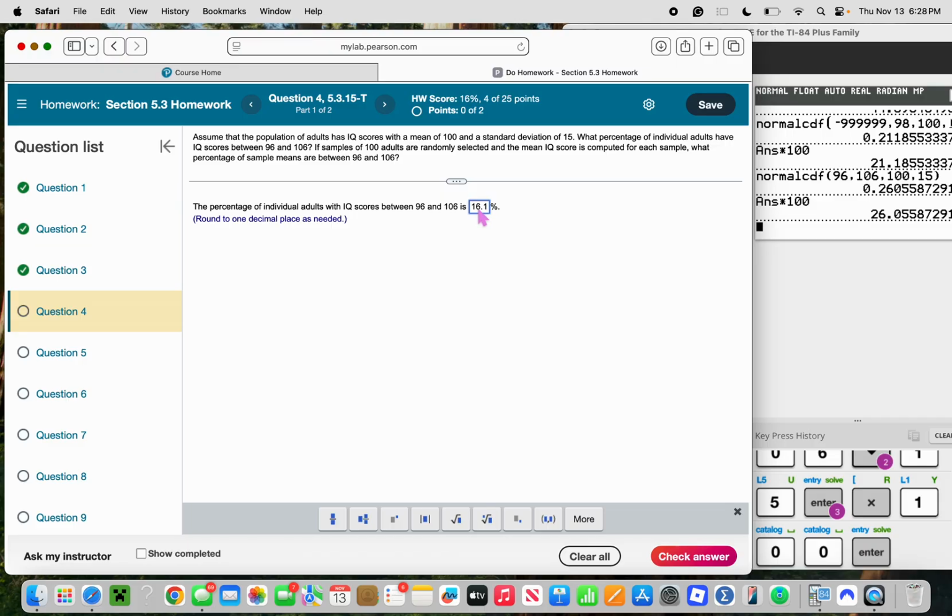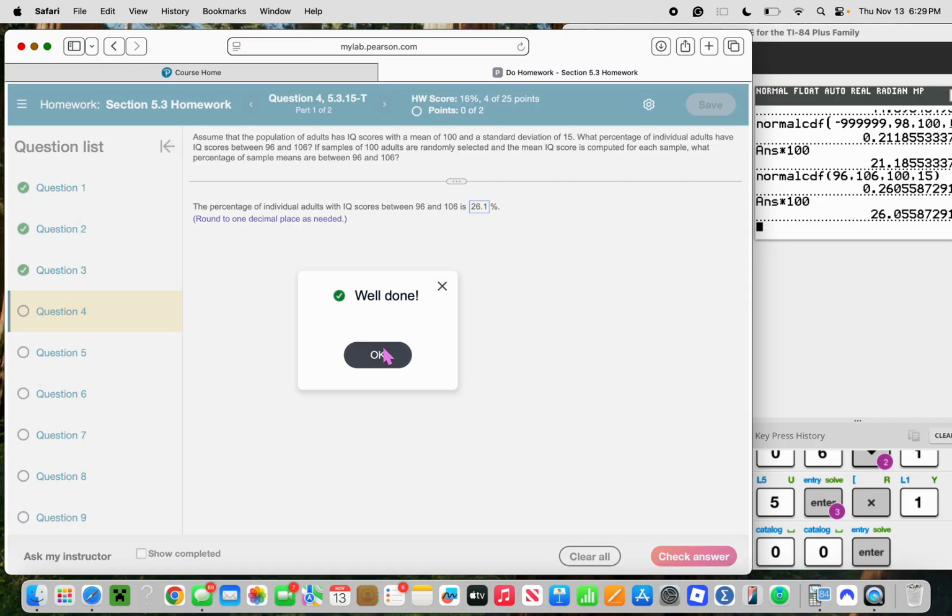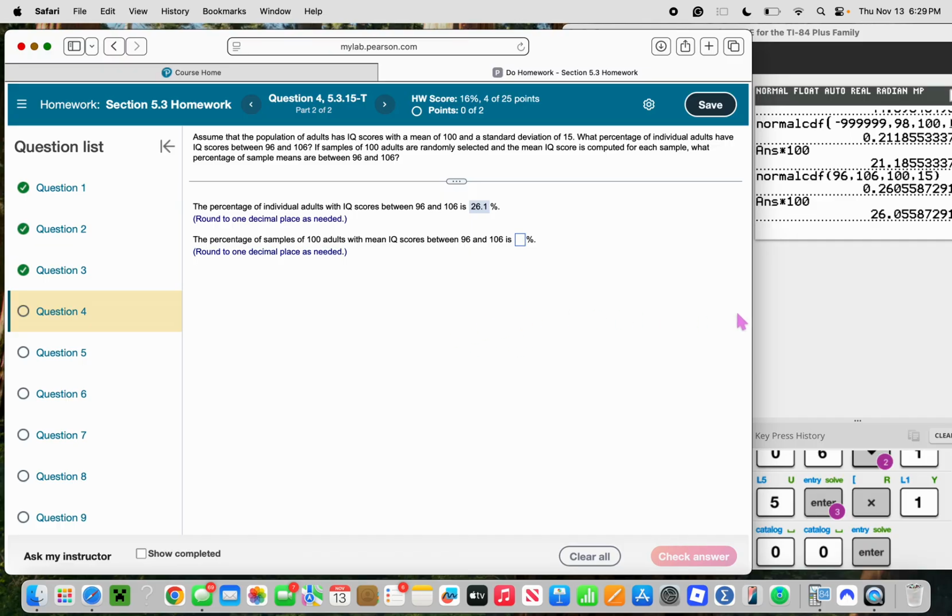I typed in 16, not 26, so be careful when you're typing things in. So the percentage of samples of 100 adults. So now we're taking groups of 100. We're finding the average IQ of each of those samples of 100. What's the probability now that the average is going to be between 96 and 106?